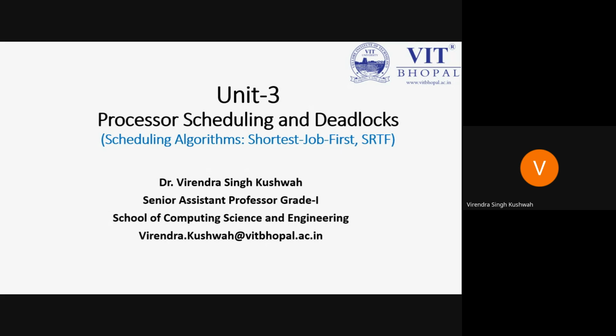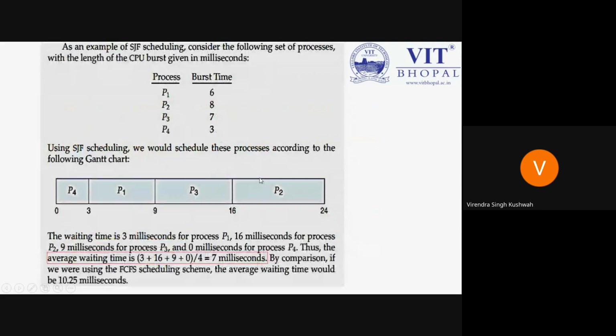So basically, in the shortest job first scheduling algorithm, associated with each process is the length of the process's next CPU burst. When the CPU is available, it is assigned to the process that has the smallest next CPU burst. You can show the slide, then I'll tell you something in more detail about this one. Look at this example.